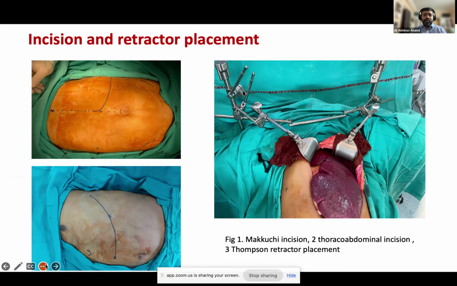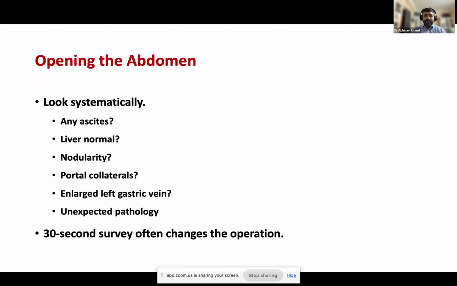Thoracoabdominal incision we rarely do now, but it was done some time back. This is the Thompson retractor placement which has been done. It helps to retract the abdomen adequately. Now, after opening the abdomen, we have to look for any ascites, any liver abnormality, like whether the patient has cirrhosis or not, nodularity, macronodular, micronodular, and the portal collaterals. If there is any enlarged left gastric vein or massive left gastric collateral, or any unexpected pathology which could prevent us from doing the surgery.